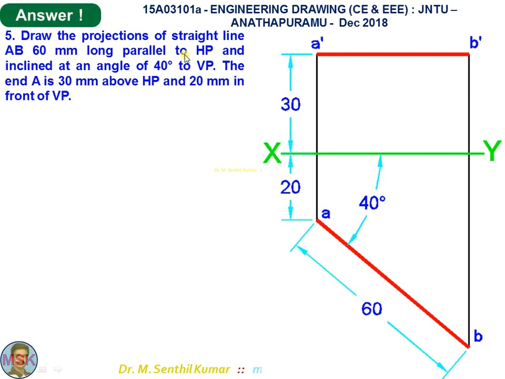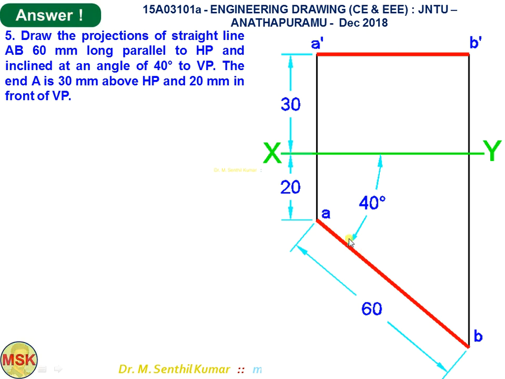Since it is parallel to HP and inclined to VP, in top view, you will be seeing the true length 60 and true angle 40. So first you complete the top view. Before completing the top view, first mark the one end, the left end. Left end A is 30 above, A dash is 30 above HP and 20 in front of VP. So after marking A dash and A, go for the top view first, because you are seeing the true length and true angle here in top view.